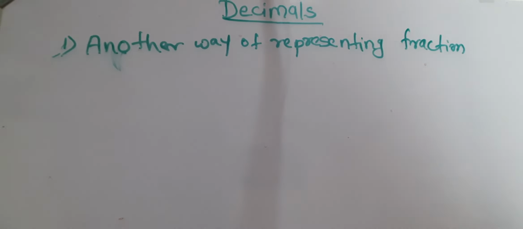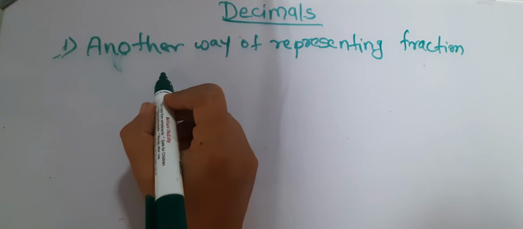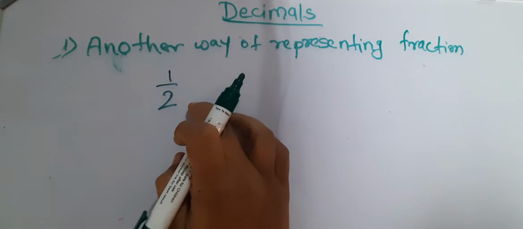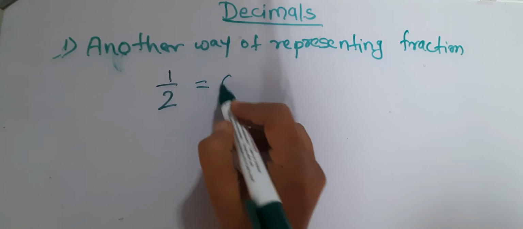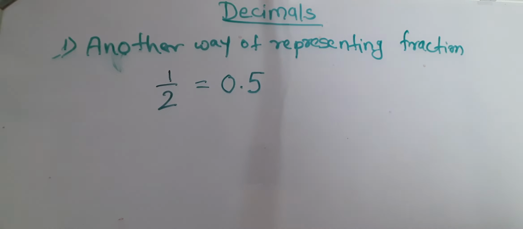In today's video, we'll learn about decimals. What are decimals? Decimals are nothing but another way of representing fractions. Like suppose if we have half of a chocolate, how do we write half? Half in fraction we write 1/2. To represent the same in decimal, how do we write it? 0.5, right? So it's just another way of representing a fraction.